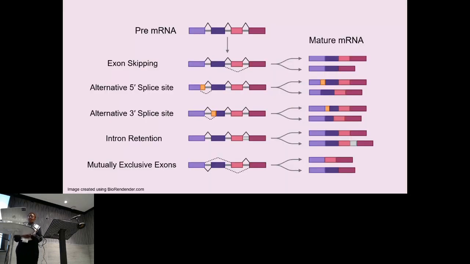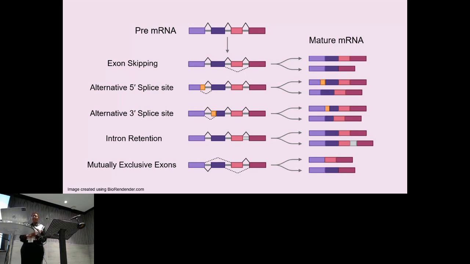So what is alternative splicing? It is a mechanism in which a single pre-mRNA transcript results in multiple mature mRNA isoforms. Alternative splicing occurs in more than 90% of multi-exonic genes and results in a significant increase in protein and transcript diversity. Some of the most common alternative splicing events are shown on the screen.